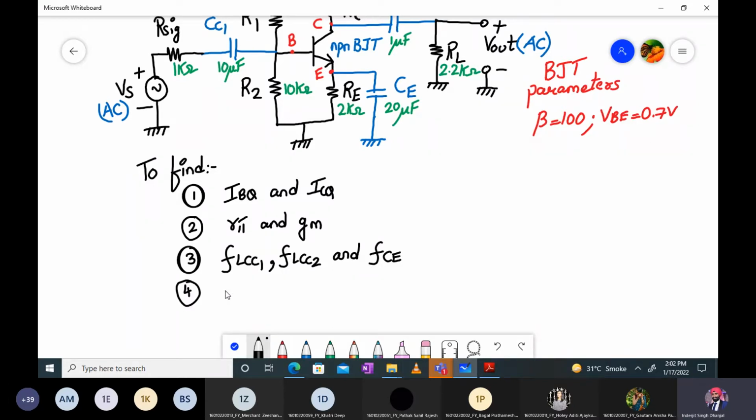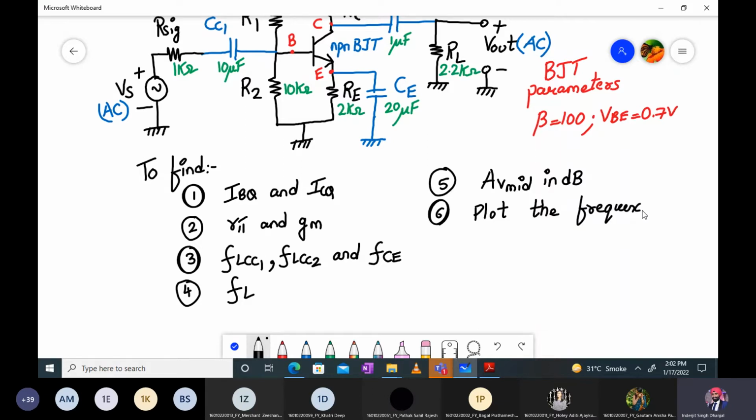And lastly, we have to find the overall fL. Then fifth, we have to find the AV mid, the midband voltage gain in dB. Sixth, we have to plot the frequency response.